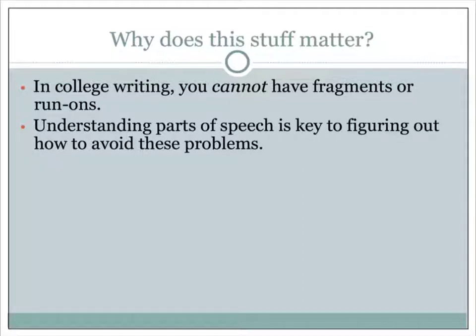Why are concepts such as subjects and verbs and prepositional phrases important? In college writing, you can't have fragments or run-ons. And understanding parts of speech is key to figuring out how to avoid these problems.